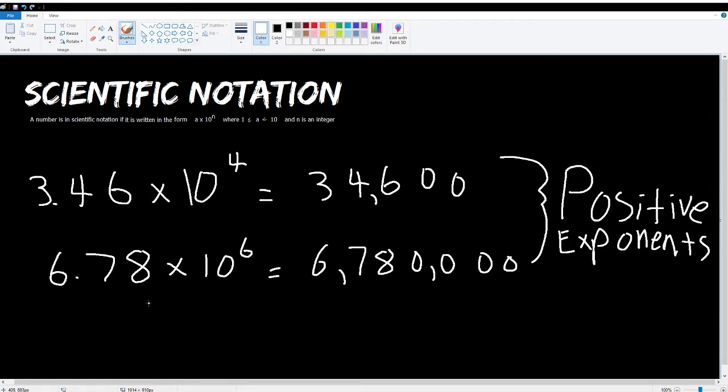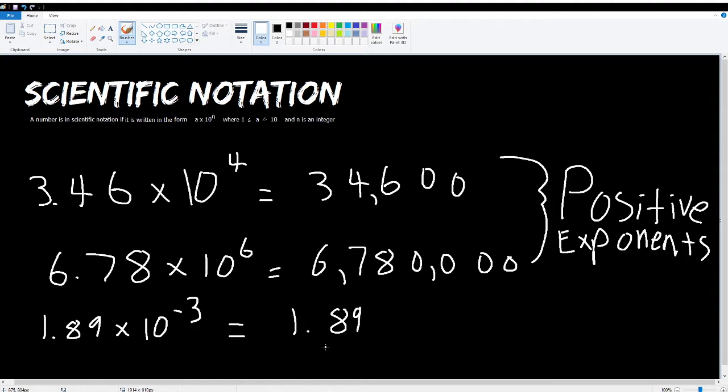Positive exponent. Now let's do negative. So our next example is 1.89 times 10 to the negative 3. Okay. So same idea. Rewrite the decimal that we're given.